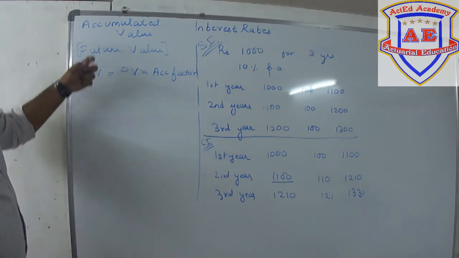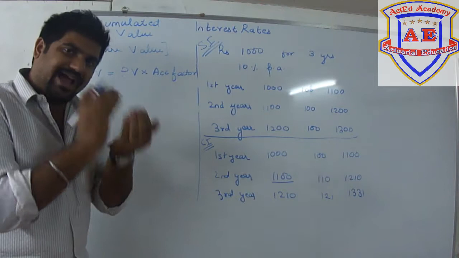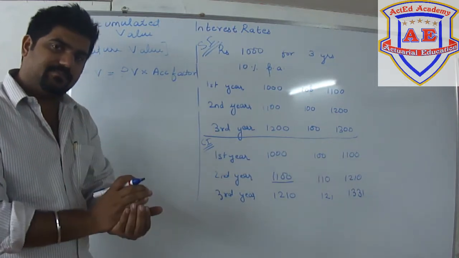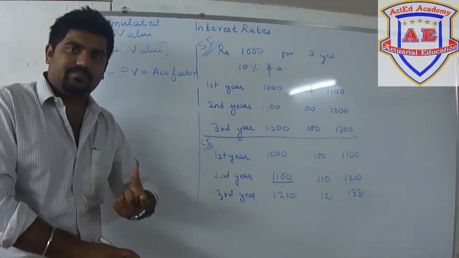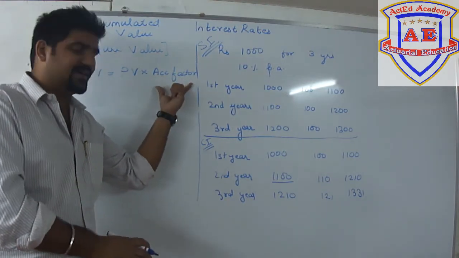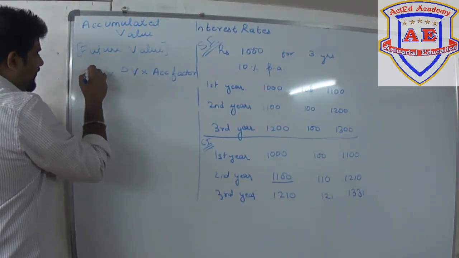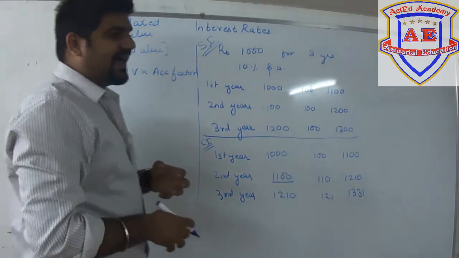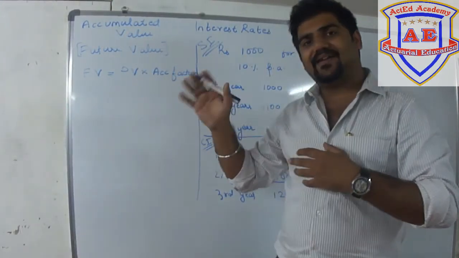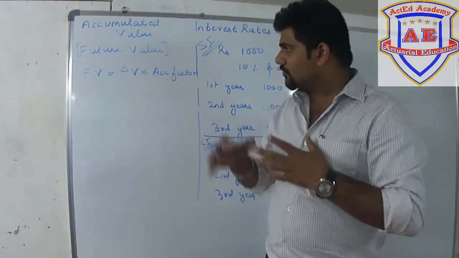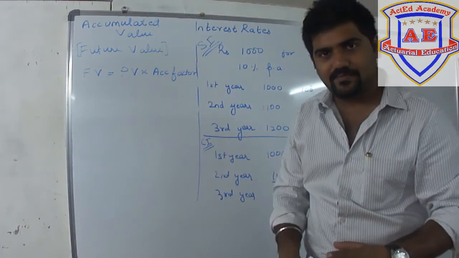Your future value, that means your accumulated value, means your present value, the amount that you have at the beginning of the period, should be multiplied by the accumulation factor. We will be studying accumulation factors. But first, get this formula clear in your head, because as an actuarial science student, you will be using this particular formula n number of times. So make sure you get this formula absolutely clear and straight in your head.